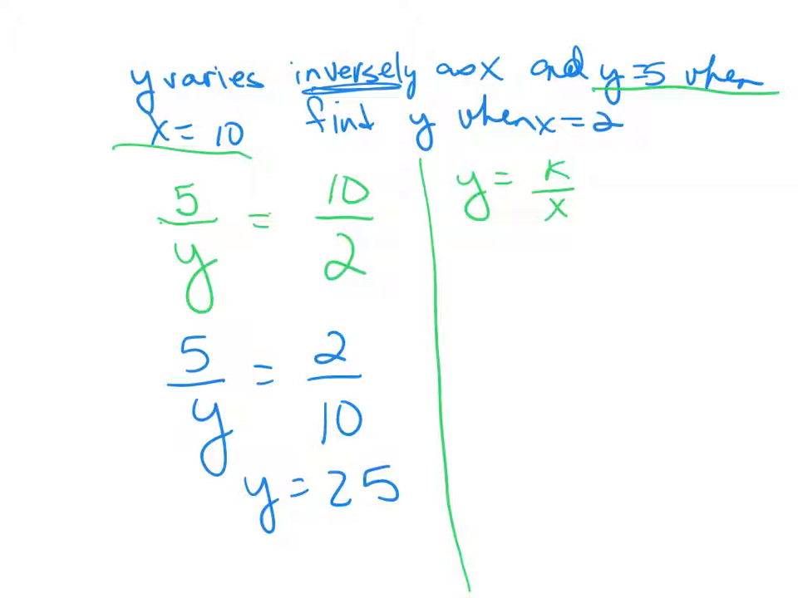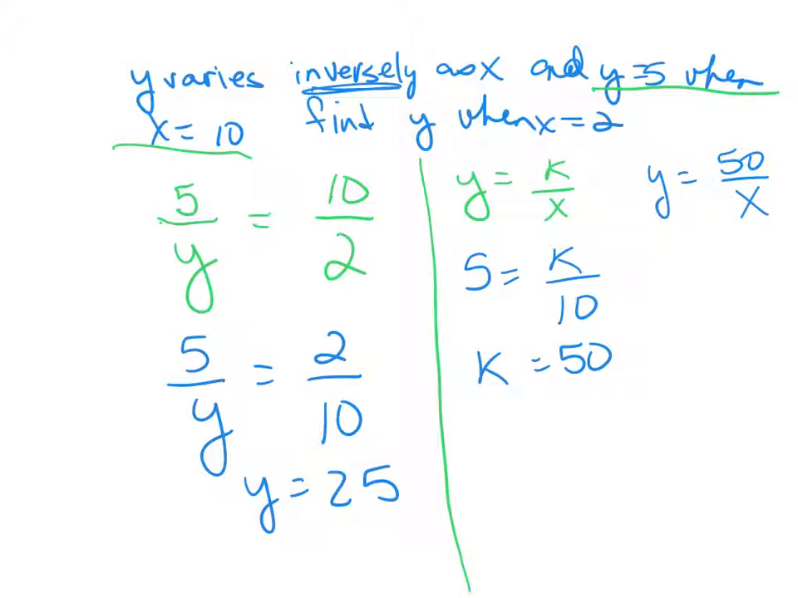In the other way, you just calmly find the k. So y is 5 when x is 10. So k would be equal to 50. So now you have y equals 50 over x, and it says find y when x is 2. So y equals 50 over 2, which is still 25.